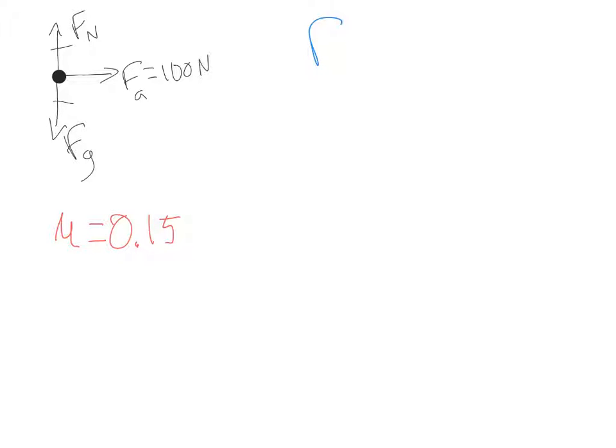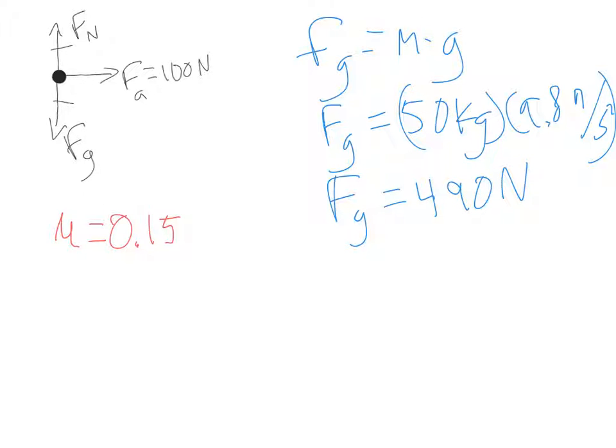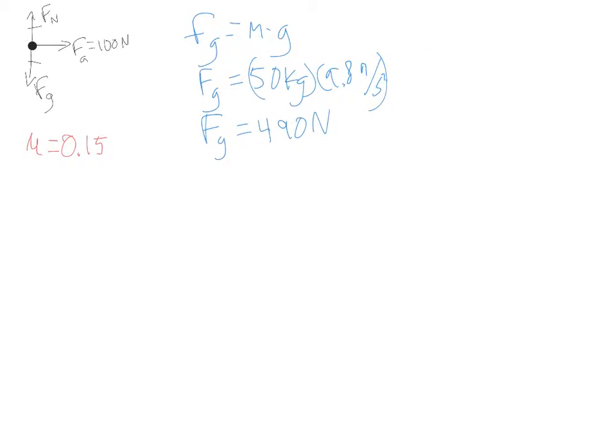Force of gravity is equal to mass times the acceleration due to gravity. The acceleration due to gravity is 9.8 meters per second squared on Earth. So the force of gravity is simply the mass, which is 50 kilograms, times 9.8 meters per second squared. When we calculate that out, we get 490 newtons for our force of gravity. Again, I'm going to go ahead and make that smaller.